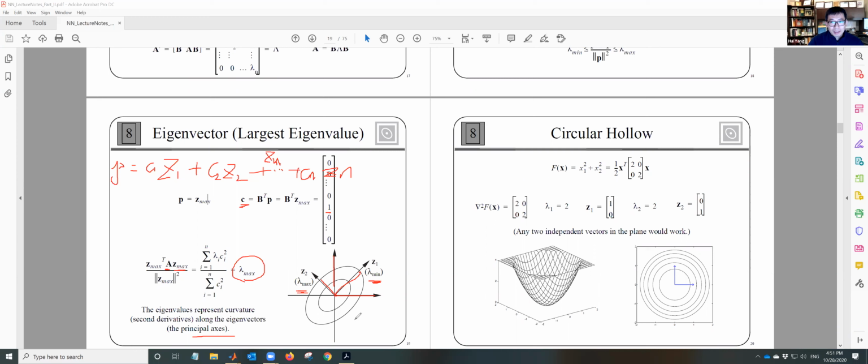Z2 gives us the lambda max, the largest eigenvalue. And Z2 is the eigenvector direction corresponding to my largest eigenvalue. Along this direction, if I walk a little bit, I will experience more changes. So that's why this lambda is actually bigger.